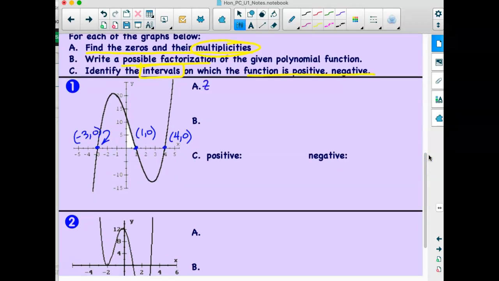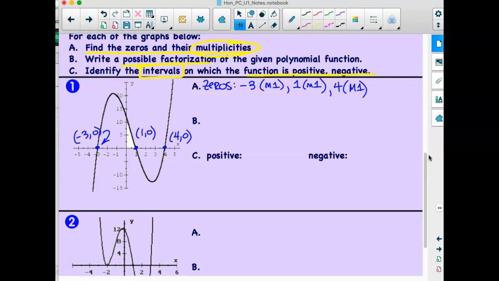Okay? So when we write the zeros, here's the way we do it. Zeros: -3, and since it passes straight through, that's a multiplicity of 1. Then we're going to do 1, also multiplicity 1, and the last one is a 4, and that is also multiplicity 1. So we have a total multiplicity of 1, 1, 1, which adds up to 3, okay? So when you have a multiplicity total of 3, that means we're going to write 3 factors, okay?